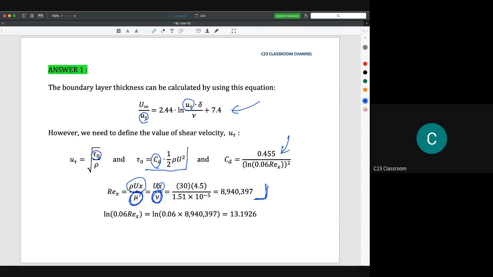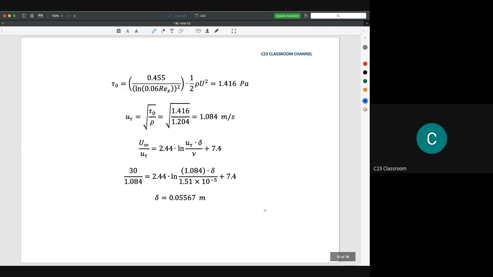Then we assume that the empirical equation can be used, because the limit can still be used until 10 to the power of 10 actually. And then we calculate the ln(0.06 Reynolds number). Please make sure that you multiply the 0.06 with the value of Reynolds number, and then you get the value of ln, which is around 13.1926. So we substitute the value here in the CD. This is the local small cd, the local drag coefficient. Then we calculate that the value of tau naught is equal to 1.416 Pascal. We substitute into this equation to get the value of U tau, which is equal to 1.084 meters per second. Then we substitute in this equation, and we could calculate the value of delta, which is equal to 0.05567 meters.